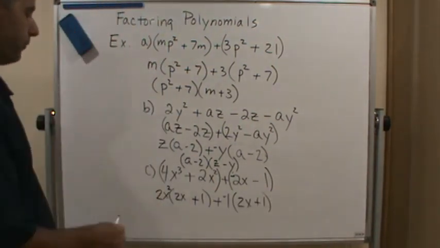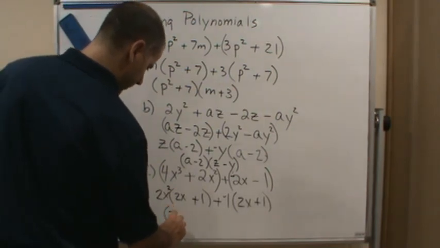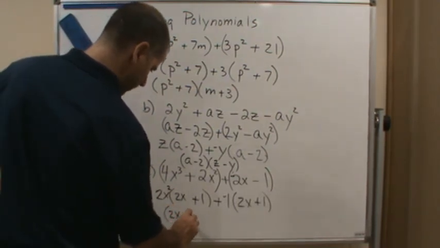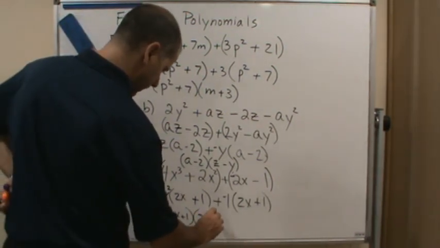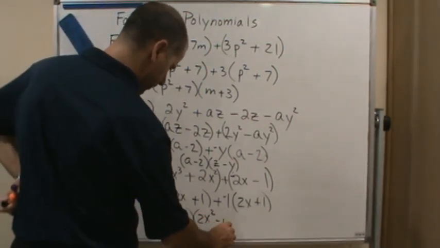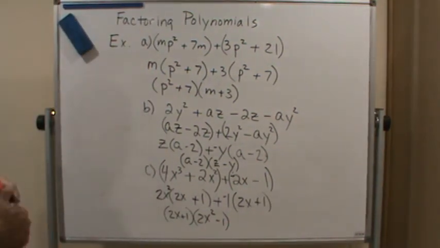And now I can factor out again. So I'm going to factor out the 2x plus 1 now. So I'll factor out the 2x plus 1. And now what's left over is the 2x squared minus 1. And I'm done. That's it.